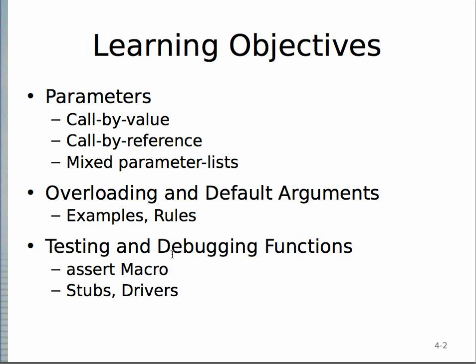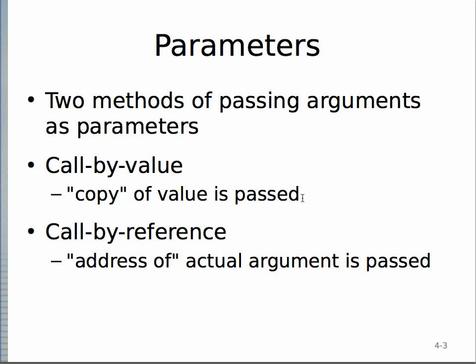So for a quick overview, most of this is the same as in Java. The difference is C++ has an additional thing called call by reference. It can assign default values to arguments. Okay, so let's take a look at parameters first.